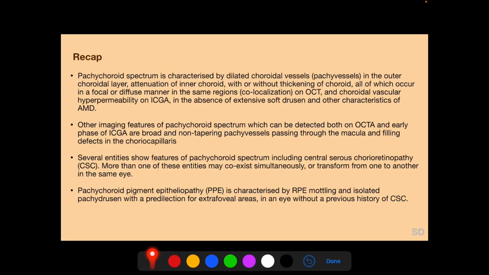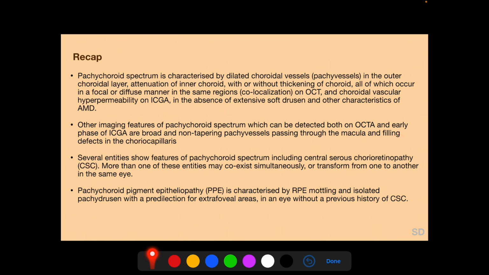To recap the salient points, pachychoroid spectrum is characterized by dilated choroidal vessels or pachyvessels in the outer choroidal layer, attenuation of inner choroid with or without thickening of the choroid, all of which occur in a focal or diffuse manner in the same regions on OCT, called colocalization, and choroidal vascular hyperpermeability on ICGA in the absence of extensive soft drusen and other characteristics of AMD. Other imaging features of pachychoroid spectrum, which can be detected both on OCTA and early phase of ICGA, are broad and non-tapering pachyvessels passing through the macula and filling defects in the choriocapillaries.